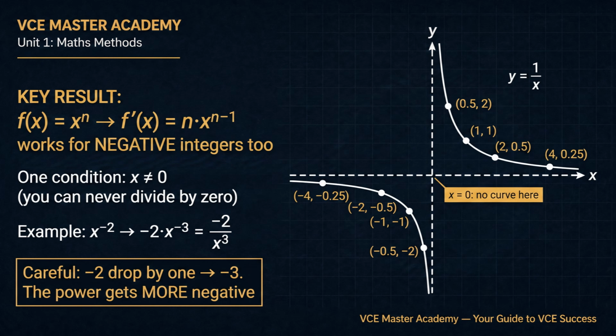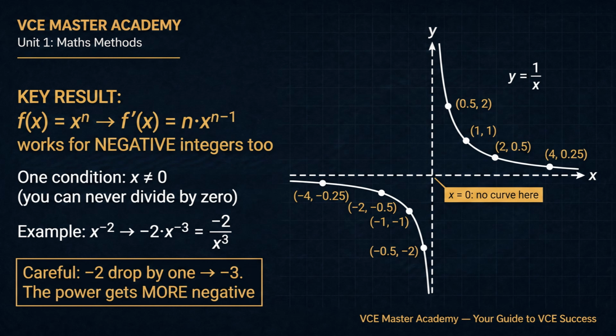There is one honest condition. X cannot be 0. Look at the curve of 1 over x on the right. At x equals 0, we'd be dividing by 0, which is impossible, so the curve simply doesn't exist there. Two separate branches and a gap in the middle. So, whenever we differentiate a negative power, we quietly say, for x not equal to 0.